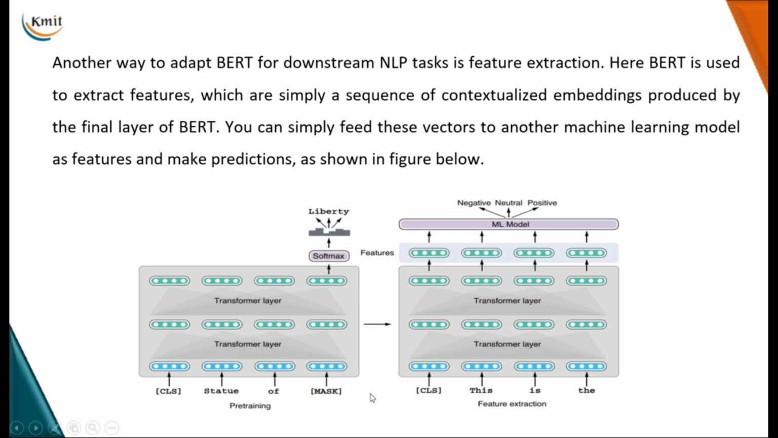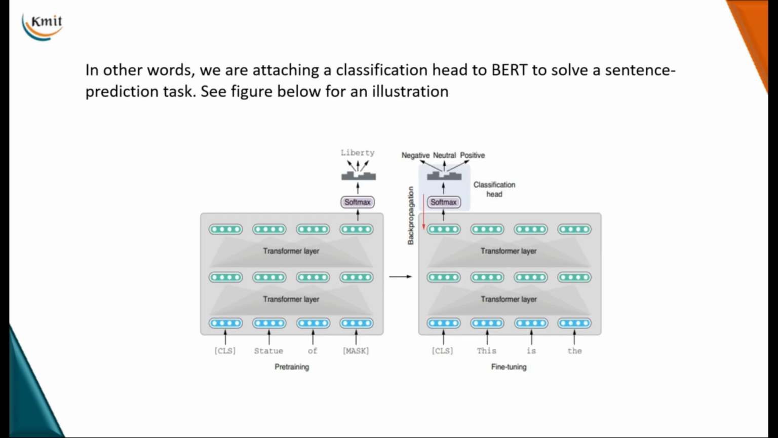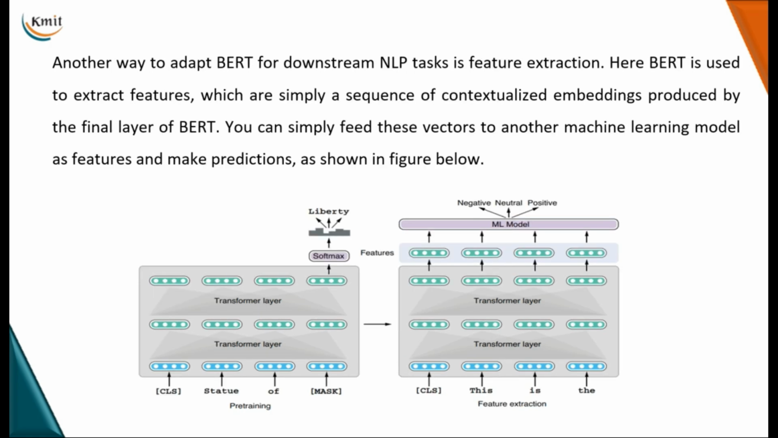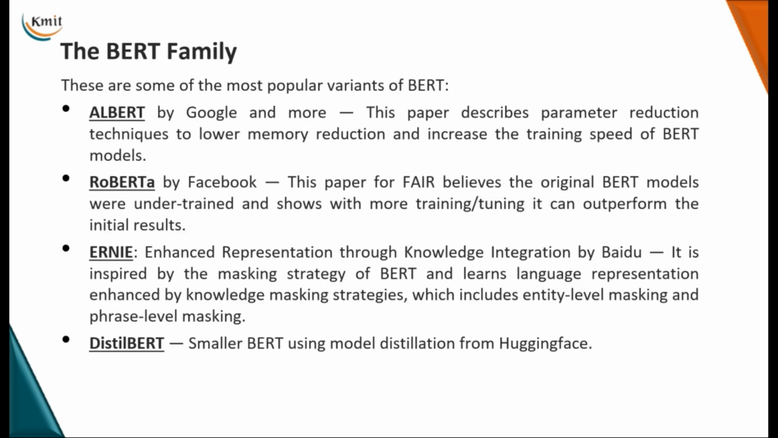Another way to adapt BERT is by using an ML model. Here BERT is used to extract features, where a sequence of contextualized embeddings is produced by the final layer of BERT. We can use a machine learning model on these features and make predictions. These are the three different methods: adding a classification layer directly with softmax, calculating the average, that is mean over time, or adding an ML model on top.